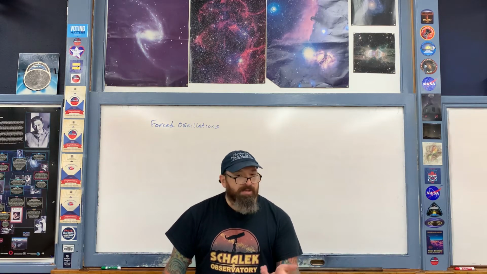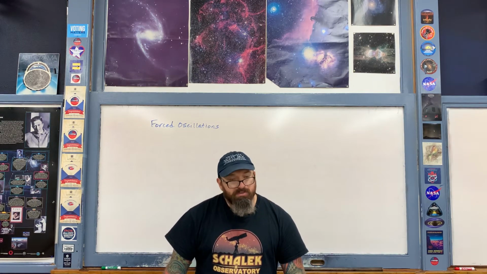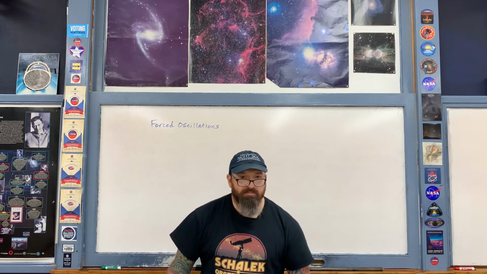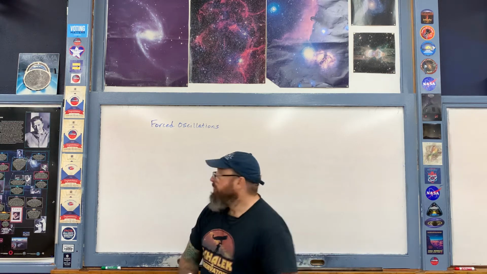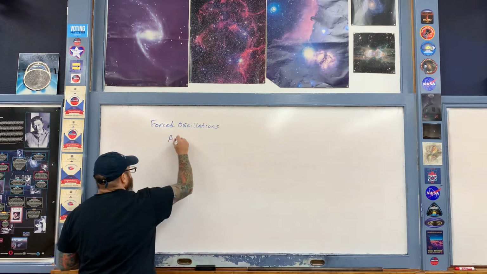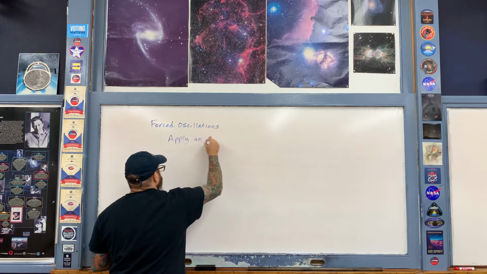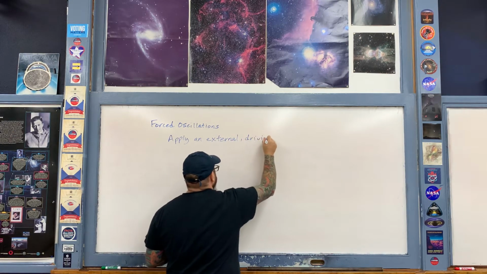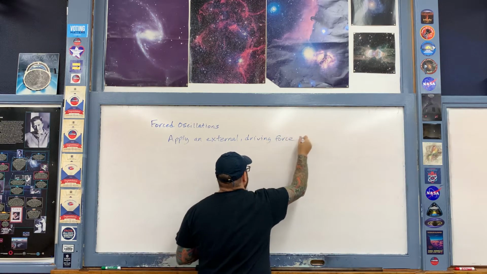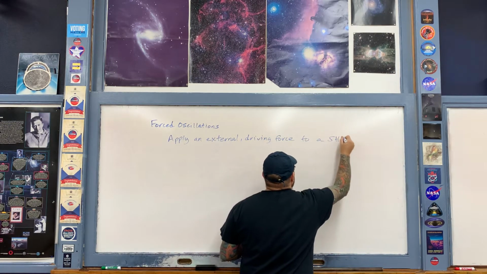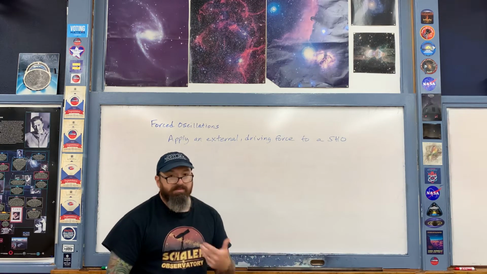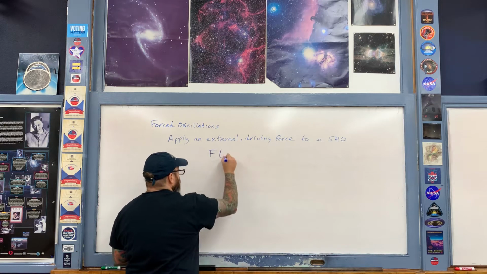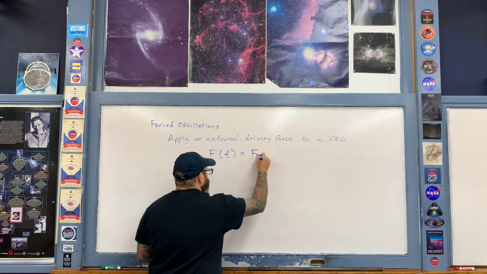Now when I describe this mathematically, I'm going to describe it in the context of a mass attached to a spring, even though I used a simple pendulum in my demonstration. So what we do here is we apply an external driving force to a simple harmonic oscillator. And here's then mathematically how we describe that external driving force. This is the force that I supply by means of the rubber bands as a function of time.